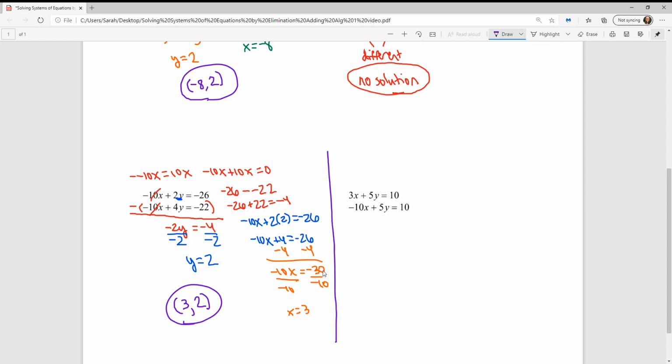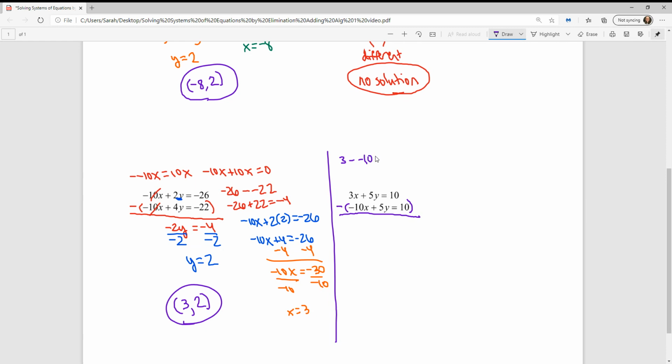Let's try one more to make sure we really got it. So once again, with this last one, if I were to add these together, nothing would cancel. 3 plus negative 10 is negative 7. 5 plus 5 is 10. So that doesn't help. However, if I subtract the whole bottom equation, this 5y will turn into a minus 5y, and I will have things cancel. So we're going to subtract the bottom equation.